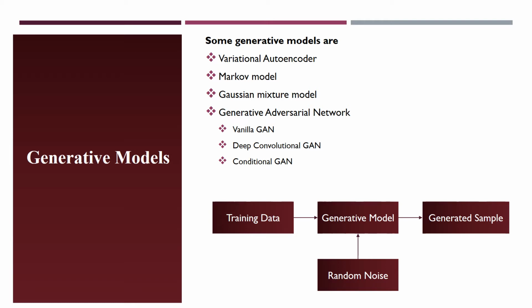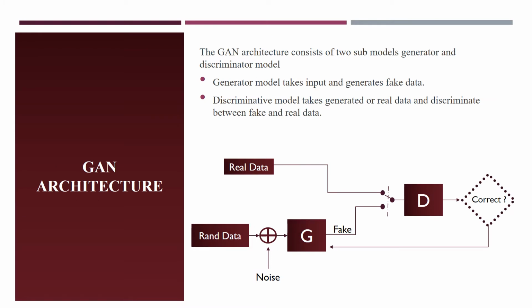Some examples of generative models are variational autoencoder, Markov model, Gaussian mixture model, GAN, vanilla GAN, deep convolutional GAN, and conditional GAN. These are the types of GAN. Our paper's proposed method is based on vanilla GAN. GAN is a deep learning based generative model. In this model, two neural networks compete with each other to generate variation in data.